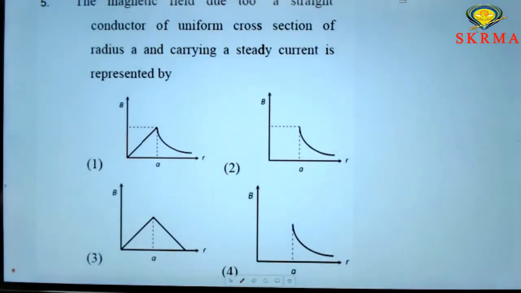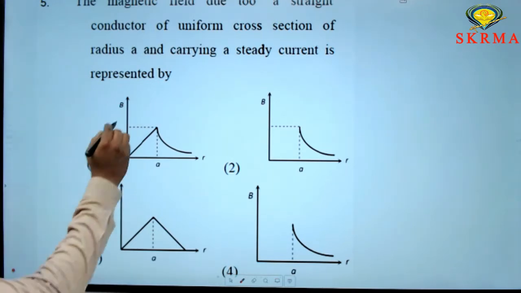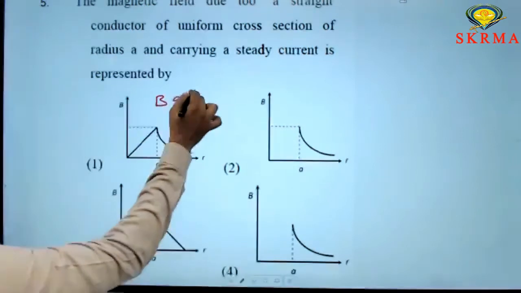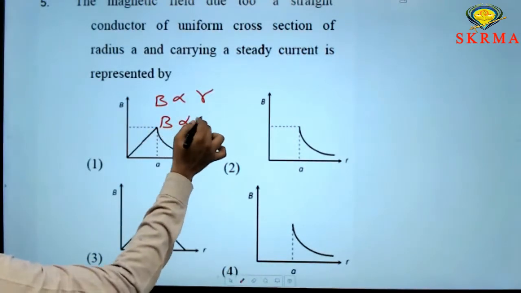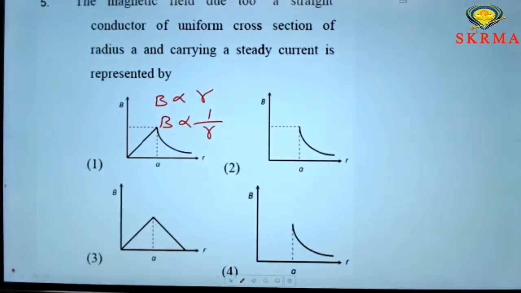Next one. Magnetic field due to a straight conductor of uniform cross section of radius A carrying a steady current is represented by. So the magnetic field inside and outside the conductor. Magnetic field inside the conductor is directly proportional to R. Outside the conductor it is inversely proportional to R. So the first option is the correct one.